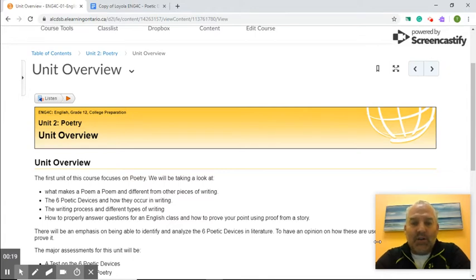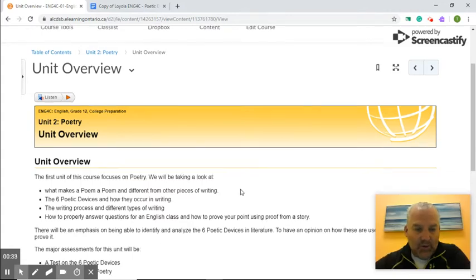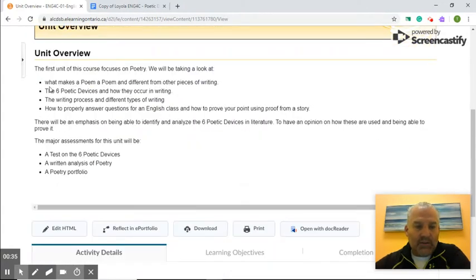This unit will be a short one, only 4 actual classes, so it's a little more compressed than some of the other units that we're doing. Just want to call your attention here to the unit overview, detailing exactly what we're doing in the unit. So we're going to be taking a look at what makes a poem, as opposed to other pieces of writing. What makes a poem different from a short story, which makes it different from a novel, a drama study, etc.